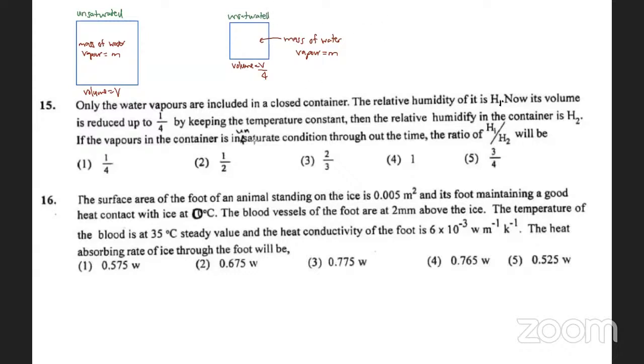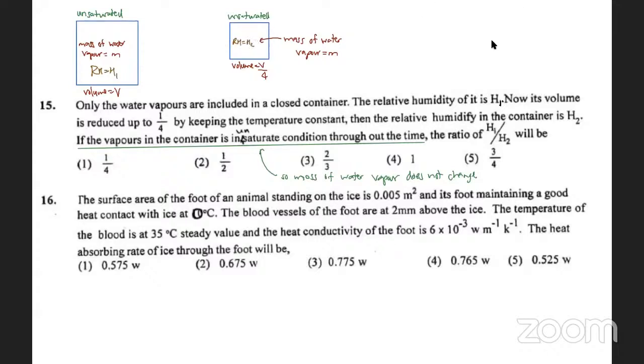Then I'll underline that part and say, if the vapors in the container is in unsaturated condition throughout the time, so mass of water vapor doesn't change. Then, that's it. So RH here is, RH is relative humidity. RH is equal to H1. Here RH is equal to H2.